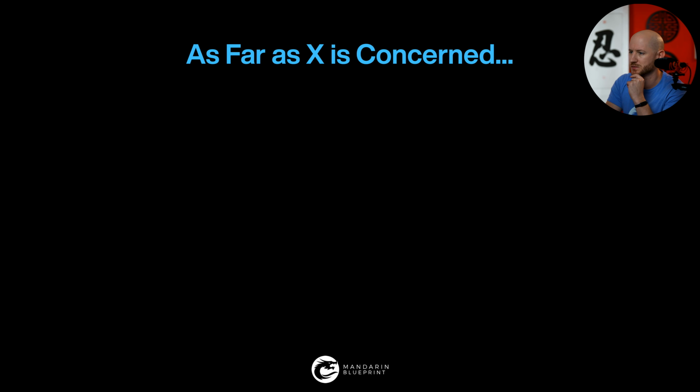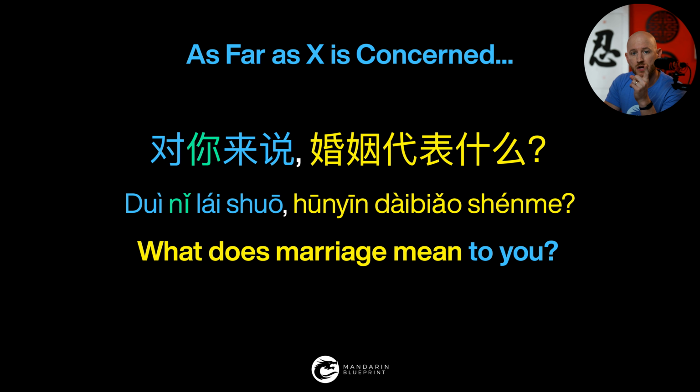And then look at this one. This is an example where it does come first. 对你来说婚姻代表什么? What does marriage mean to you? 婚姻代表, that means that represent. So what does marriage represent to you? And so, there's another example of it. And you can put a different person there. And you could put other things there.